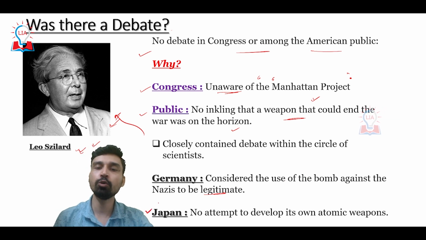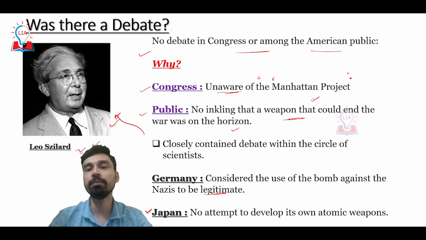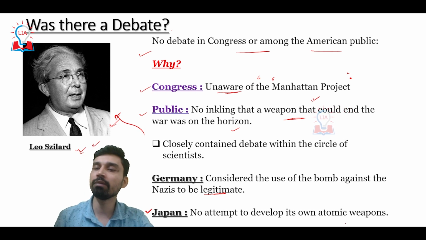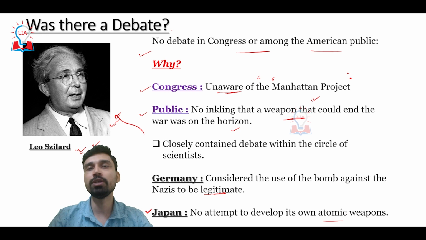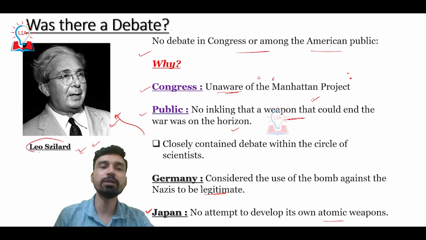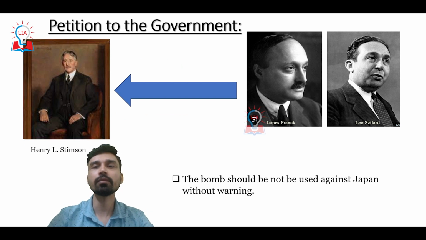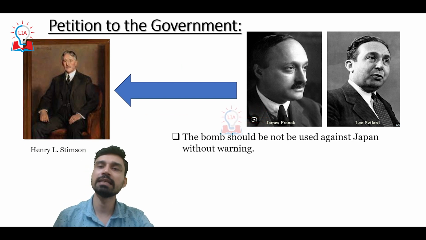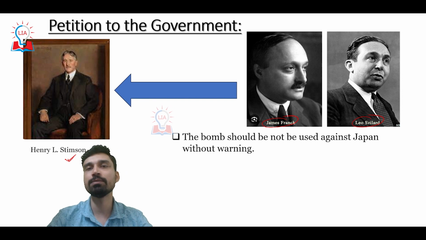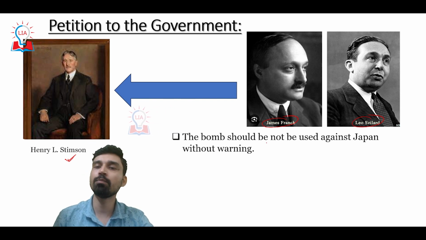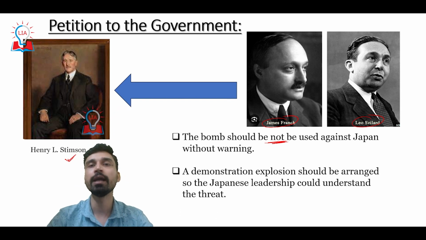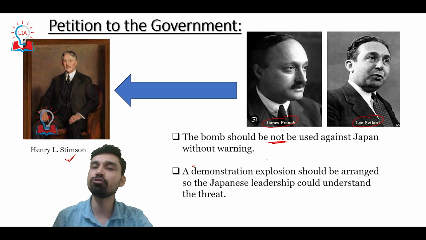However, Japan did not attempt to develop its own atomic weapons, and thus whether atomic weapons should be used directly on Japan, they were not very convinced. And thus, in May 1945, James Franck, another scientist, and Leo Szilard, the Hungarian physicist, appealed to Henry Stimson, who was at that time Secretary of War, and said that the atomic bomb should not be used against Japan, at least without warning, and that before actually attacking Japan there should be a demonstration explosion.